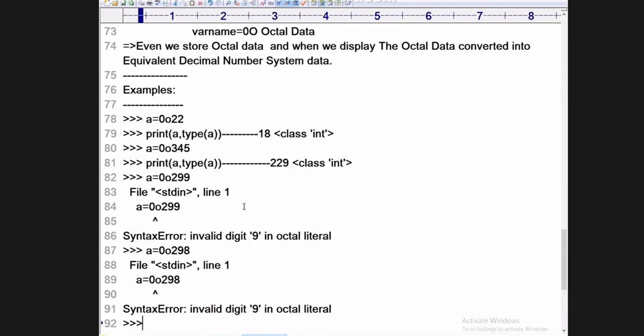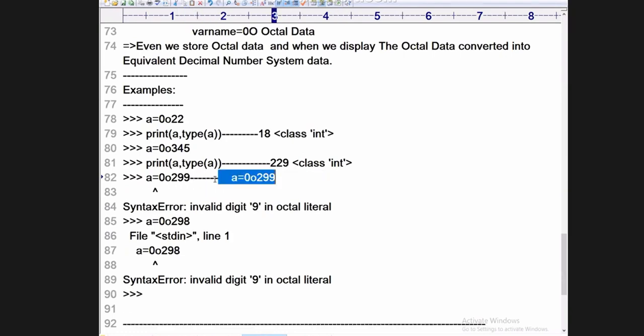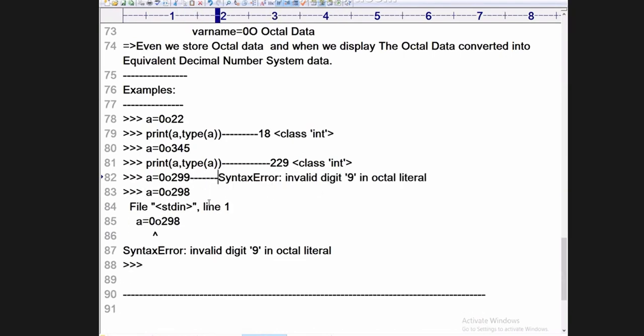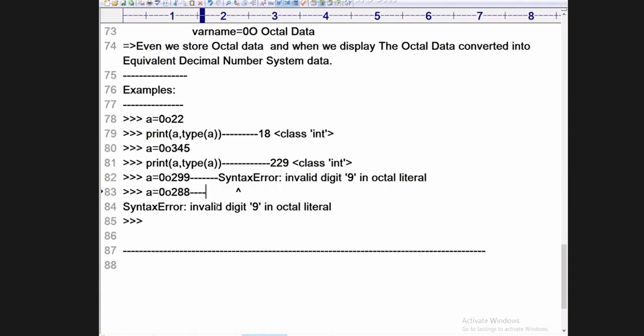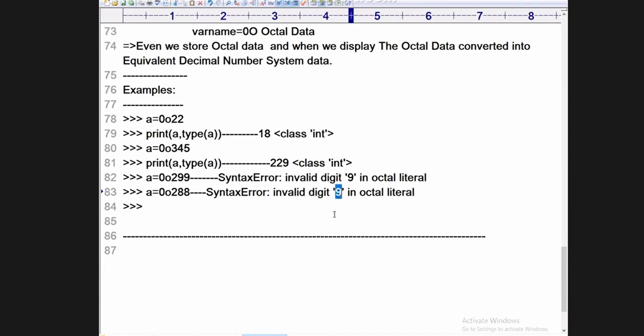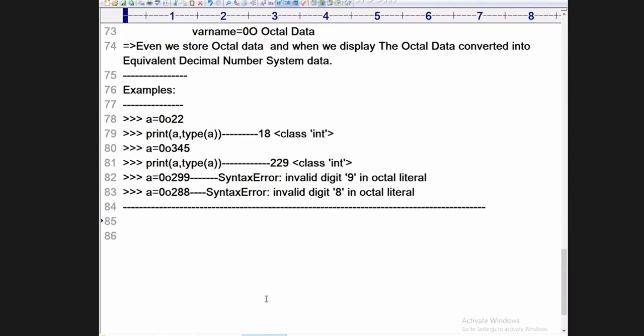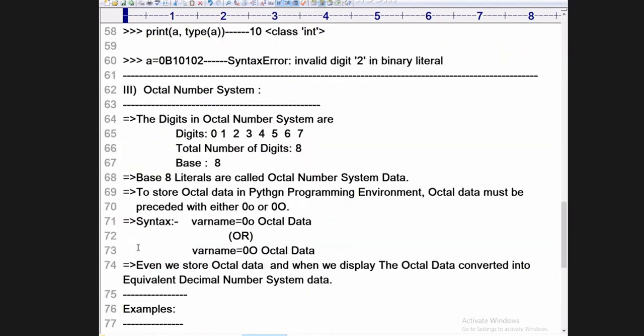Now coming to this area, 0o229 is going to give you an error. What is that error? The digit 9 is not allowed. And here also, 0o288 if I take it, also gives an error, because 8 is also not allowed. Invalid literal 8. This is about octal representation. Dear students, did you understand this discussion? Very good. So octal number system, we got it.